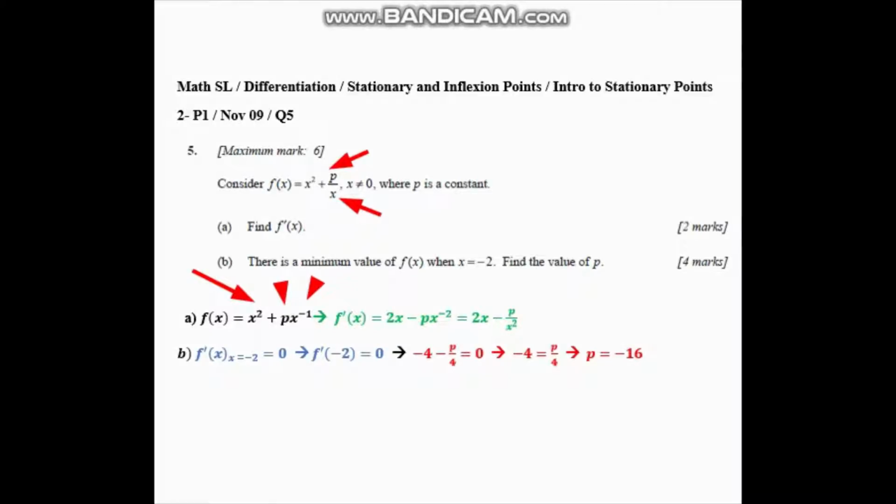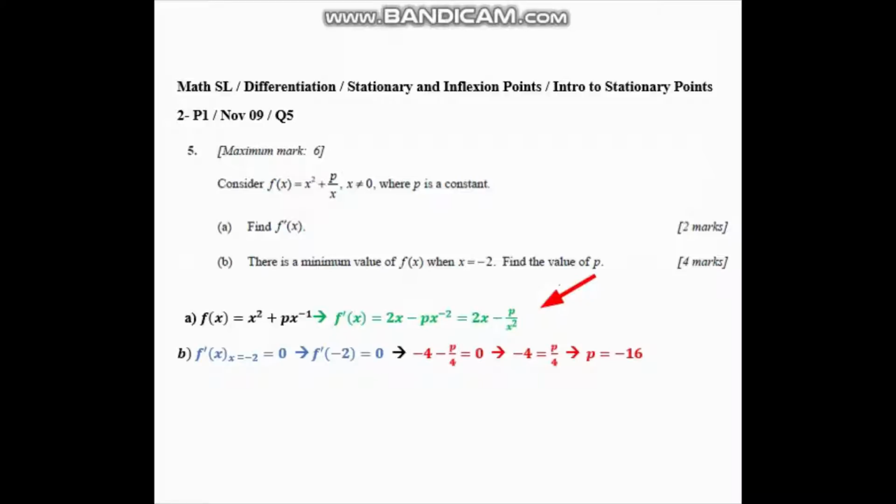And of course, the -1 multiplies the p, giving me -p, and the power is reduced by 1, giving me power -2. Hence, the derivative function in a nicer format looks like this: 2x minus p over x squared.